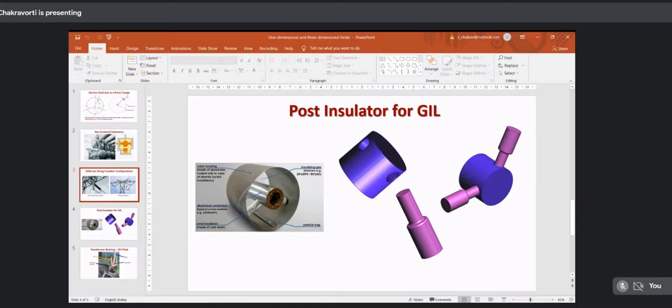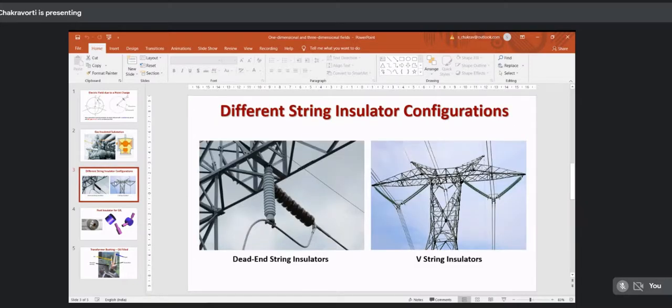Look at this diagram. Now just look at the string insulator on the left, the brown color. If I consider only this one, then it is only porcelain, so a single dielectric. But I have to remember that this string insulator is always surrounded by atmospheric air, which is a dielectric.